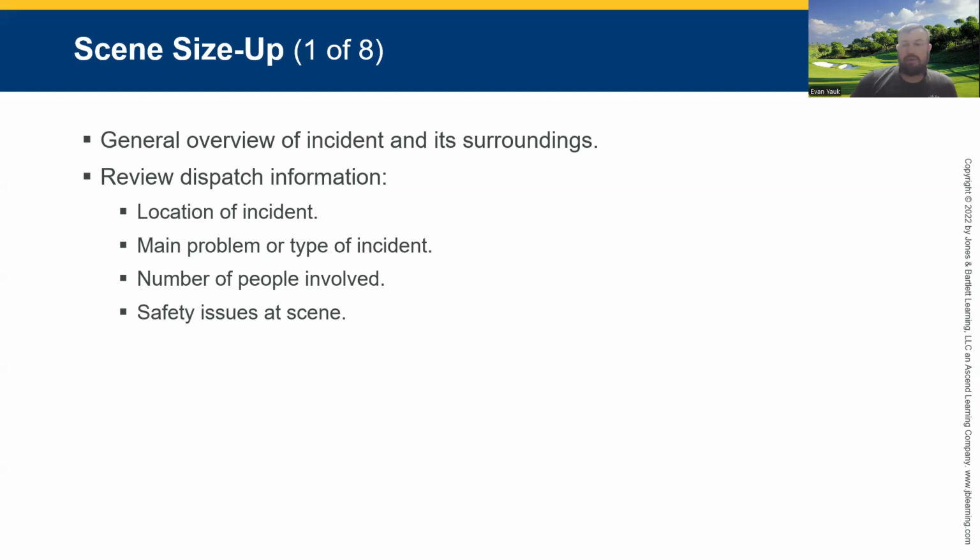Is this a rollover with ejection? Do I need to get the helicopter in the air so they can meet me there? Am I going to a possible domestic where someone could be violent or have weapons? Are there 4 people shot? Is it a car wreck with 6 people in the vehicle? Any of this can come into play. So if we can get a somewhat accurate number of people involved, it goes a long way because that allows us to get additional resources there.